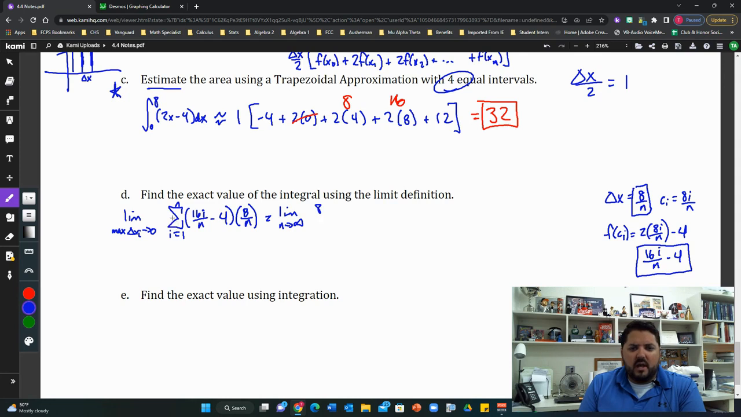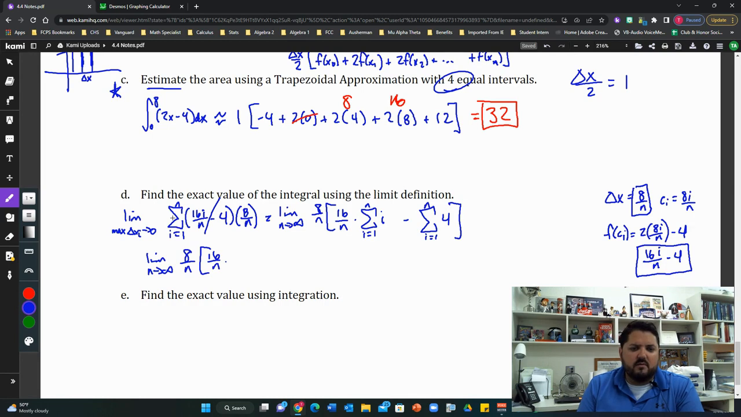So I'm going to pull my 8 over n out in front, and then inside, let's go ahead and separate. 16i over n will become 16 over n times the summation of i, and then minus the summation of our constant 4. So then we end up with the limit of 8 over n times 16 over n times the formula for sigma of i, which is n times n plus 1 over 2. And then remember, for constants, it is just 4n. So let's clean that up, and then we'll take the limit.